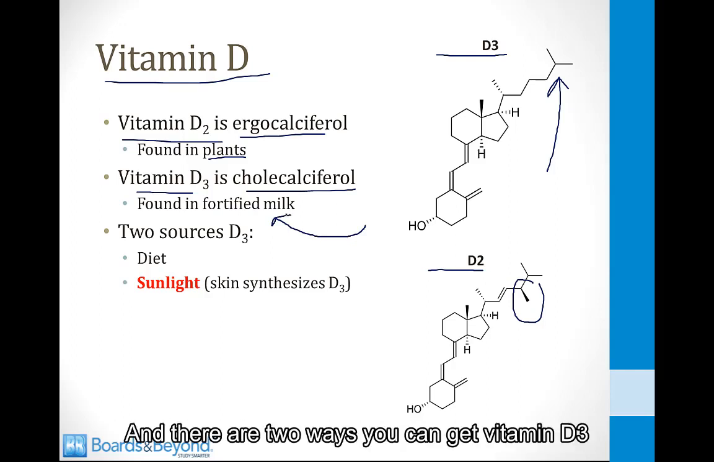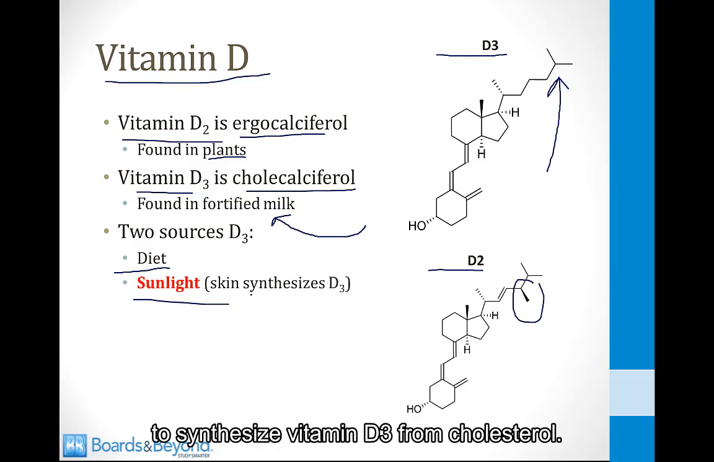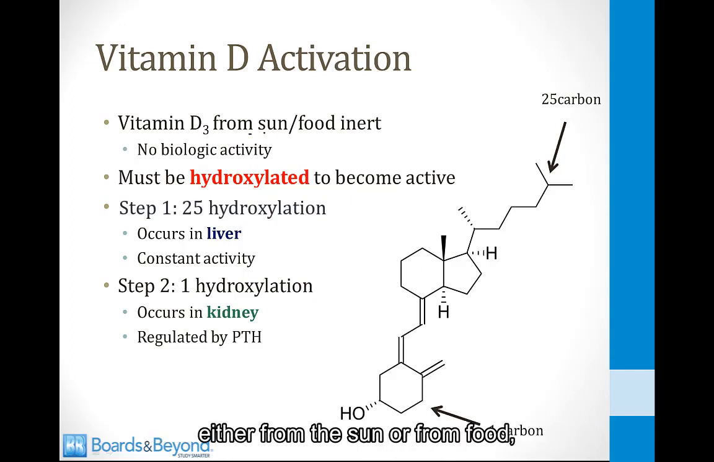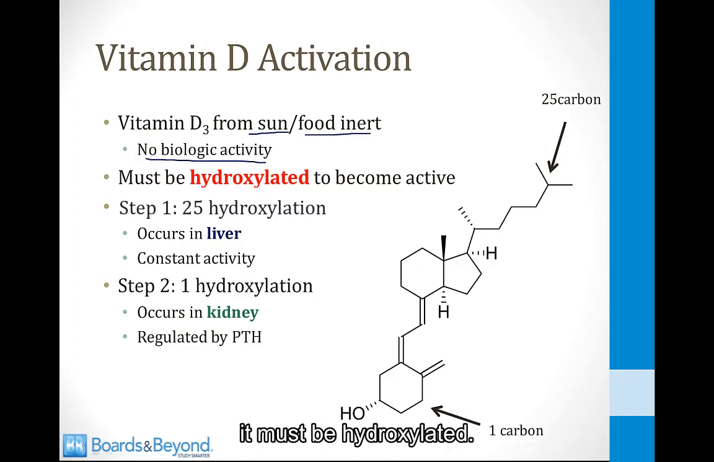And there are two ways you can get vitamin D3, either from the diet or from the sun. Sunlight can be used by the body to synthesize vitamin D3 from cholesterol. Once vitamin D3 is present inside your body, either from the sun or from food, it will be inert. It has no biological activity. In order for it to become biologically active, it must be hydroxylated.